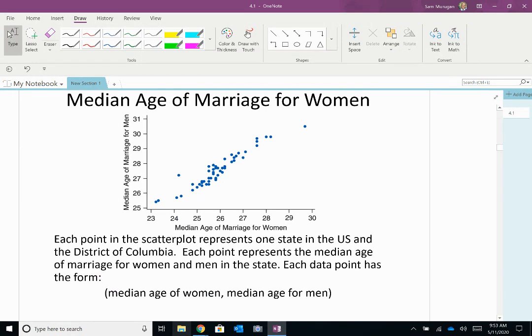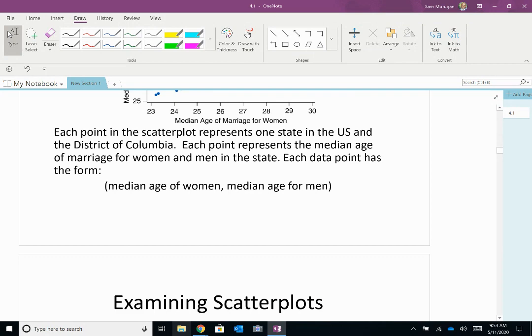Here are examples of a scatter plot. Each point on the scatter plot represents one state in the US and the District of Columbia. Each point represents the median age of marriage for men and women, and each data point has the form median age of women, median age of men. So every single dot on here represents the median age of women and the median age of men as a point, in other words, an X and Y point.